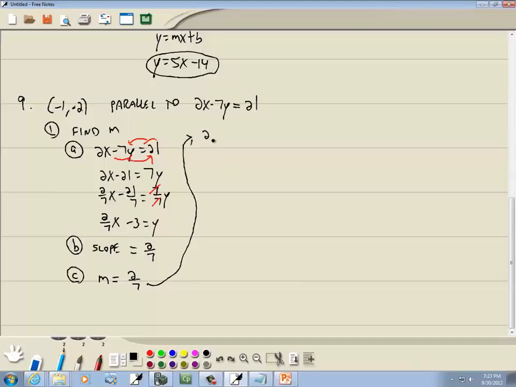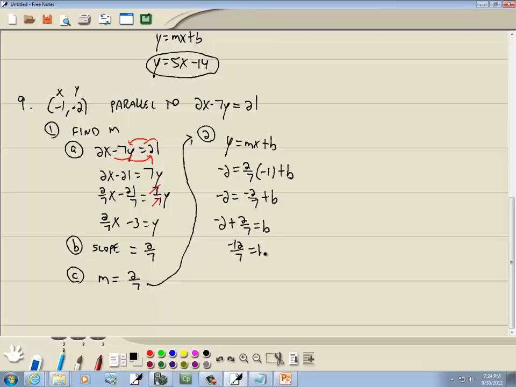Okay. Step 2. We want to plug in the given point for x and y. Remember, this is x and this is y. So put -2 in for the y. M from step 1 was 2/7, and x is -1, and then plus b. And then we want to solve for b. 2/7 times -1 gives us -2/7 plus b. Take the -2/7 to the left side and it becomes a positive 2/7. And this is a mixed number. So we can take -2 times 7, it gives us -14, plus 2 gives us -12, and our denominator remains 7.